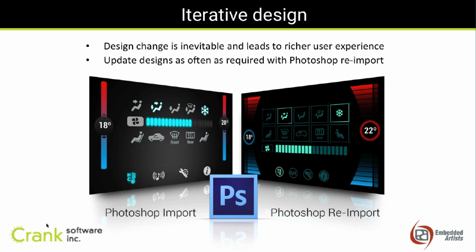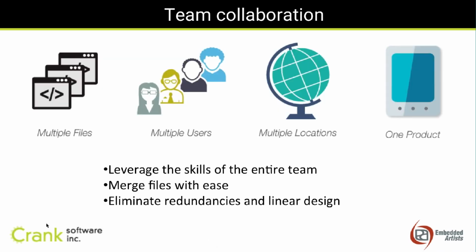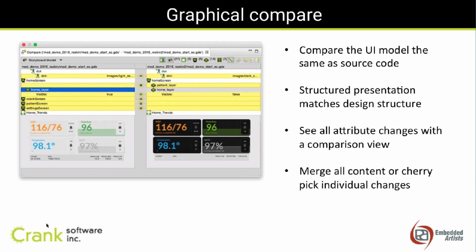So we'll walk through an iterative design idea and also team collaboration. As I said, all these different groups have multiple files in multiple locations, and they're all developing one product. How do they bring that together? There are multiple solutions in here, but the one I'm going to show you today is we do have a graphical compare and merge. So you can easily compare a model against what's checked in to a source code repository, or compare two models. I'll probably just compare two models that are identical today. I'll give you an example because I don't have my current one checked in.